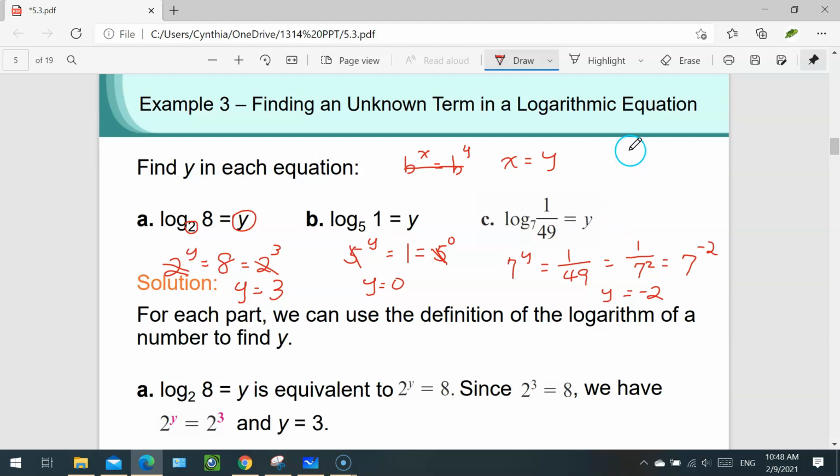Quick practice here. 1 over a is equal to a to the power negative 1. 1 over a squared is equal to a to the power negative 2. And it just continues to build up the structure. 1 over a to the power 5 is equivalent to a to the power negative 5.